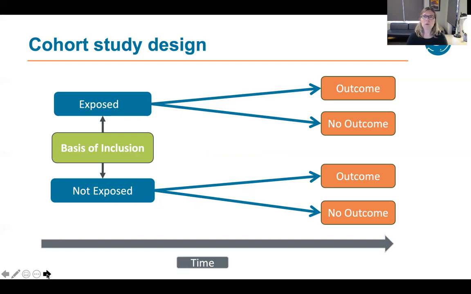In this case, we would classify people. We're not going to randomize them to whether or not they get a prenatal diagnosis, right? They're just going to either have one or not. If they have a prenatal diagnosis, we would consider them exposed. Not having a prenatal diagnosis would make them not exposed. We would follow them over time to look at their infant's growth in the first 6 months of life.